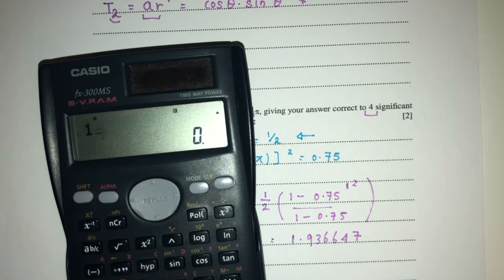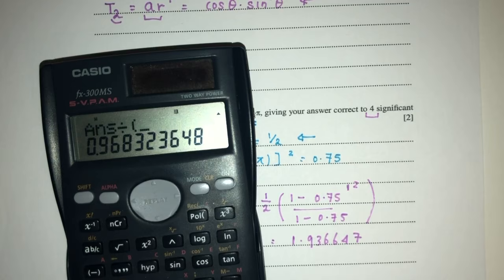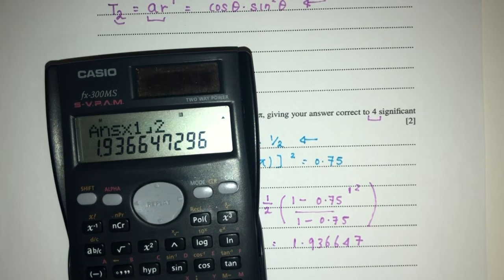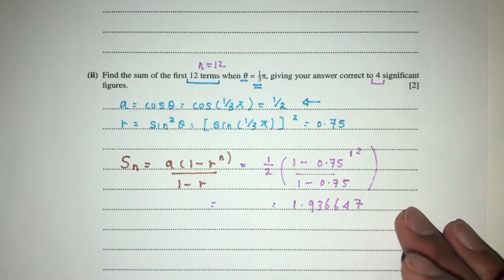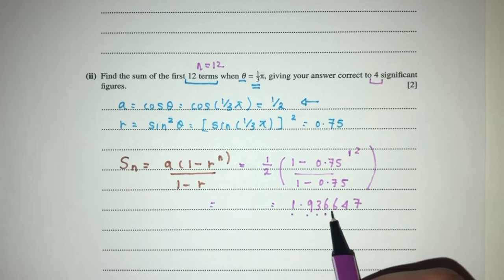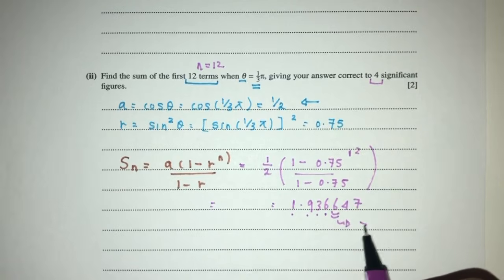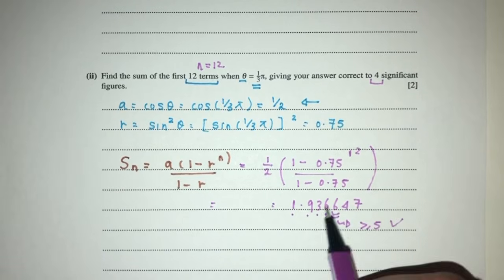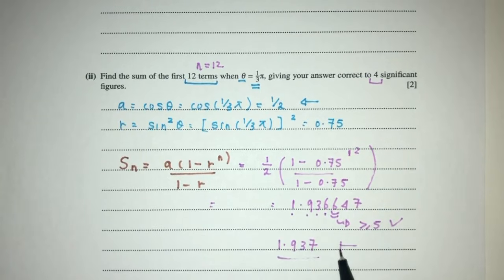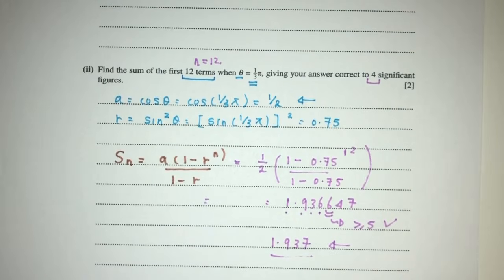So we have 1 minus 0.75 power 12 divided by 1 minus 0.75, that will be this, times half, that will be this. Okay, good. Now we have to give the answer correct to 4SF, so we count 1, 2, 3, 4. Look at this value. Is this value more or equal to 5? The answer is yes, so we have to add 1. That will become 1.937 for your answer. Okay, and that will be the question part A of question number 9.